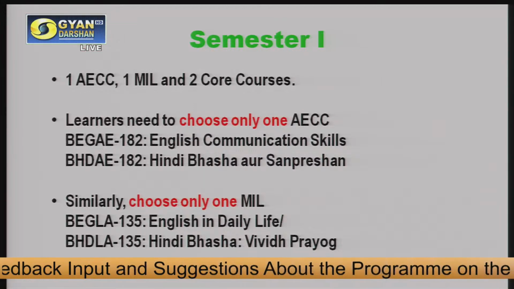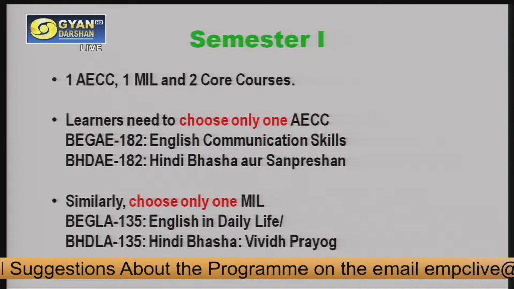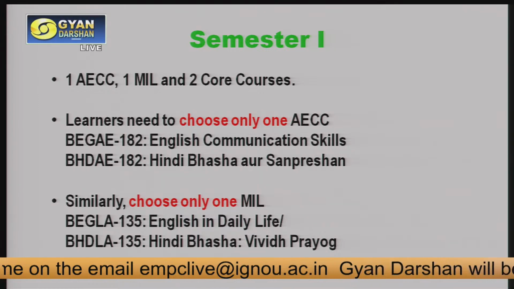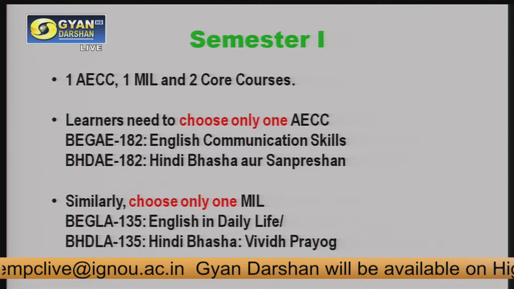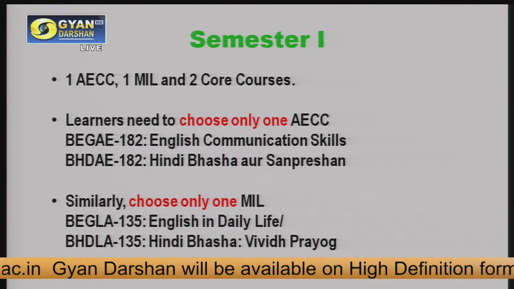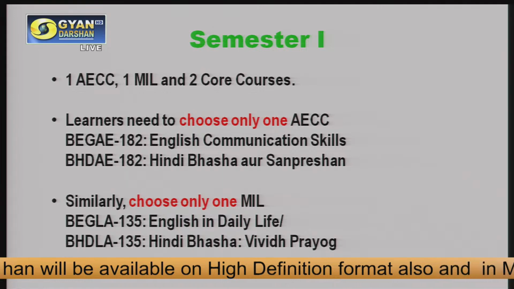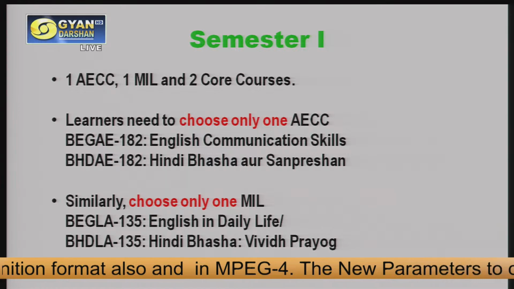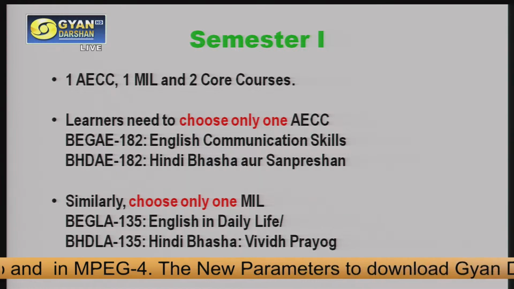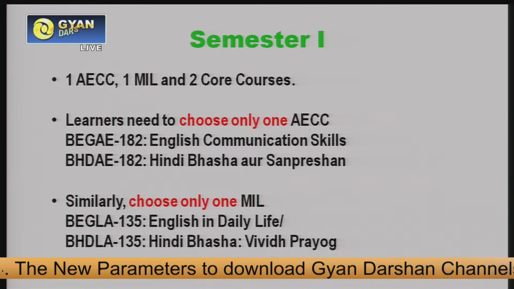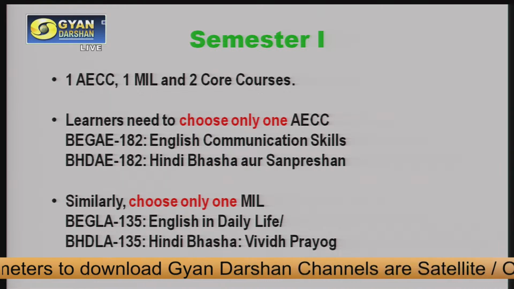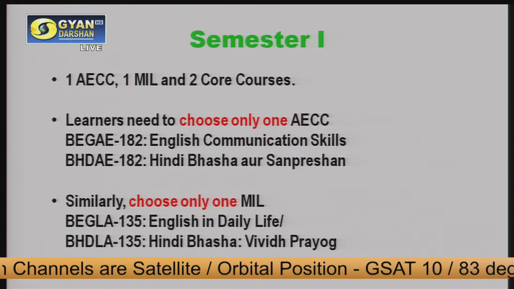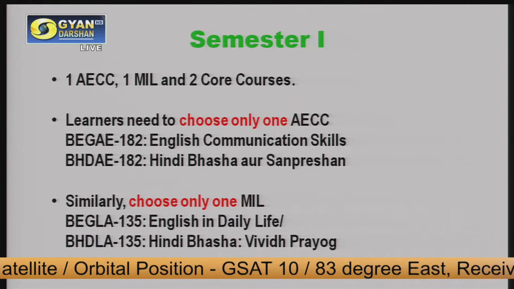From semester 1, you have to take 1 ability enhancement, 1 modern Indian language, and 2 core courses. We'll talk about the core courses later. First, let me talk about ability enhancement. In ability enhancement, the learners have a choice of choosing only 1. There are 2 courses offered. One is BEGAE 182, the other BHDAE 182. BEGAE 182 is English communication skills, whereas BHDAE is Hindi भाषा और संप्रेषण.